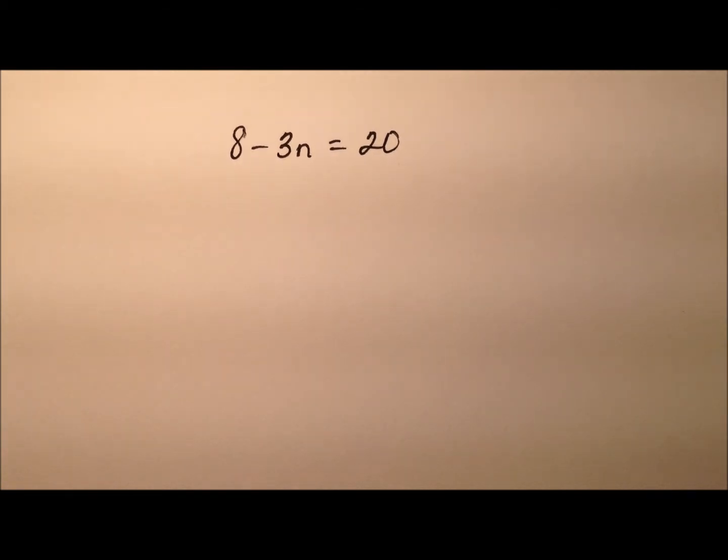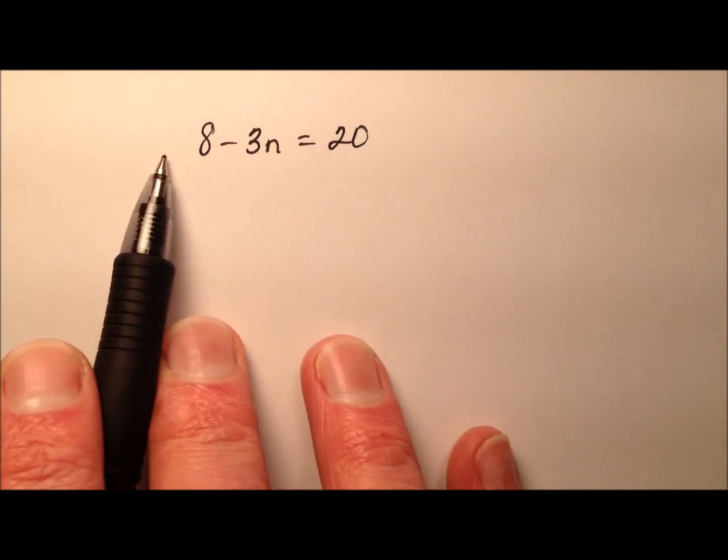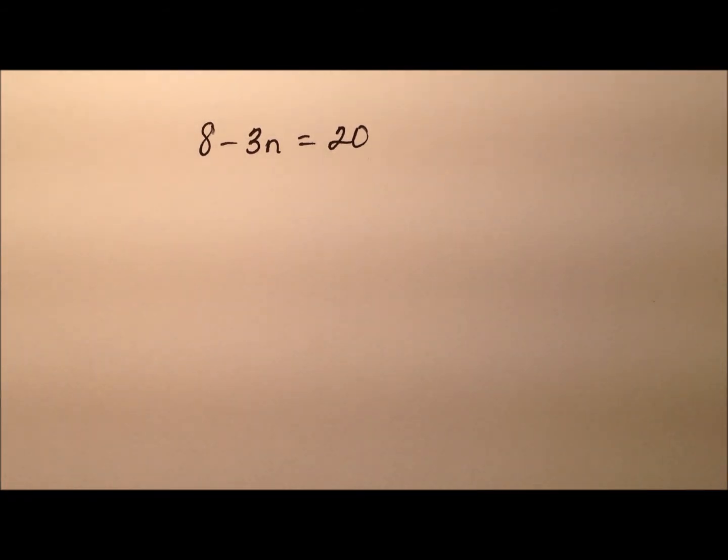So in this first example, we have 8 minus 3n equals 20. And so remember that the goal of solving these equations is to isolate the variable on one side of the equation by itself. Well, that's what isolate means. And on the other side, we're going to have the number. So we'll have n equals, and then its value. And of course, that value for n that we're trying to solve for is the value that when I plug it in, it makes this equation true.